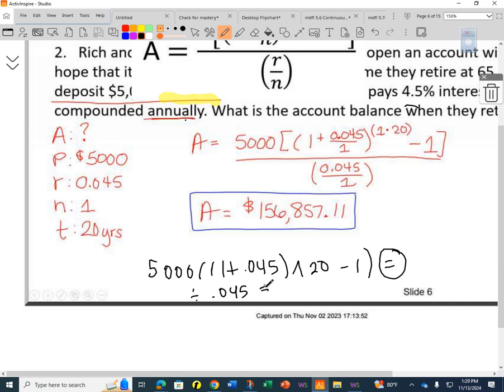Because this is only 5%, it's always the rate as a decimal, so take that 5 and divide by 100, and that gives you 0.05. This rate is 3.6, so you divide 3.6 by 100, and that gives you 0.036. Not 0.045, 0.036.